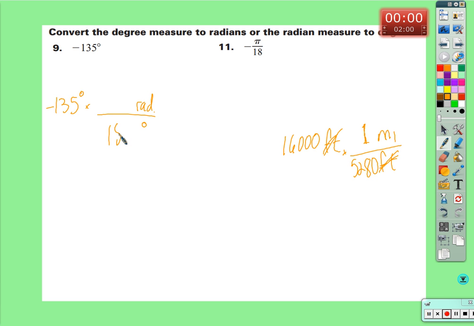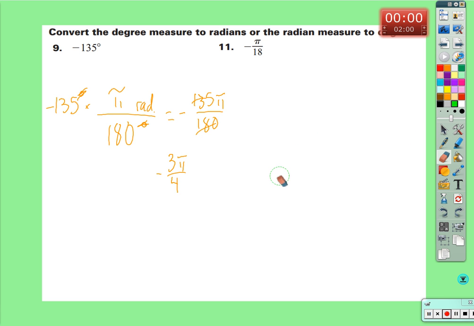So you can do 180 and pi, 360 and 2 pi, 45 and pi over 4, and of course this is the simple thing. So the degrees are going to cancel out, we're going to be left with radians, negative 135 pi over 180. These share at least a 5. 45? Oh yeah, so 3 pi over 4. Is that right? Yep. Negative pi over 18.